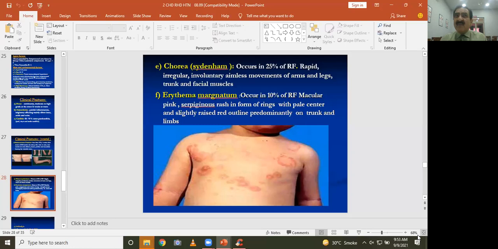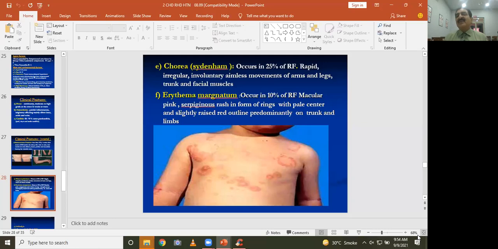These are rapid, irregular, jerky and aimless movements. The person suddenly develops rapid jerky movements like that, and then it finishes. So they are rapid, irregular, involuntary, purposeless movements of the arms, the legs, or even the face. It develops suddenly and then subsides, suddenly like that, a movement of the face.